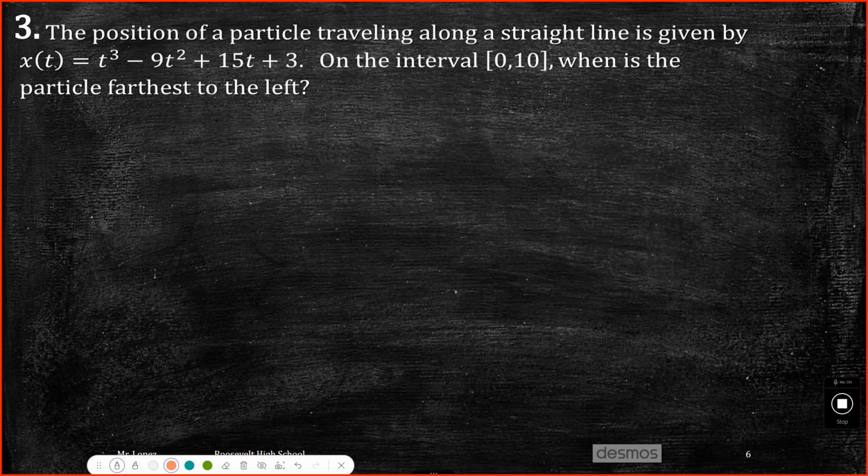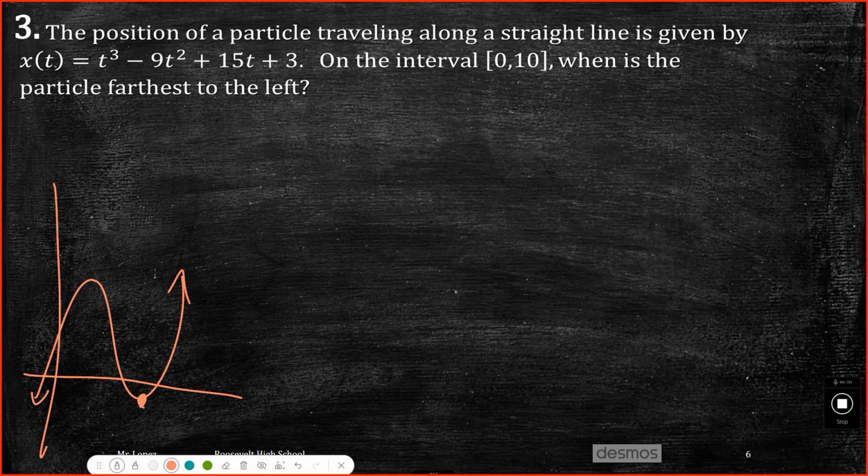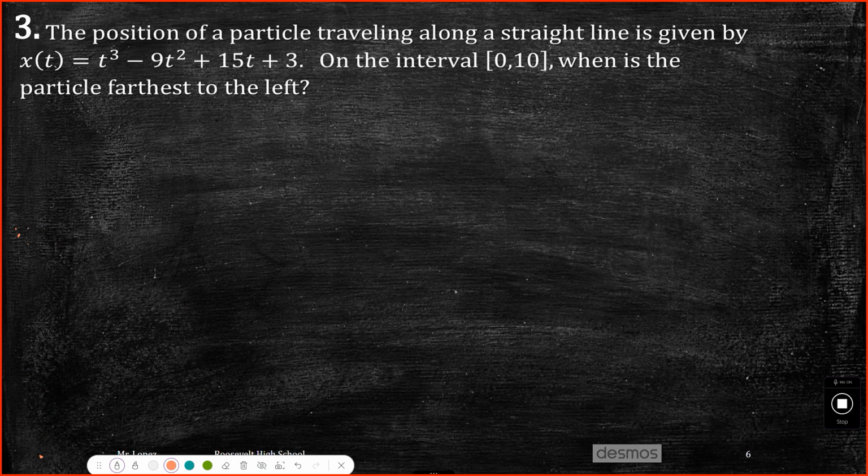Farthest to the left is, okay, so this is a cubic function, a third degree function. A third degree function would go like this, so this is x of t. It'll probably be where it changes direction here, so it'll probably be the second number. We're gonna take the derivative, but we don't know. We still gotta test even the endpoints.